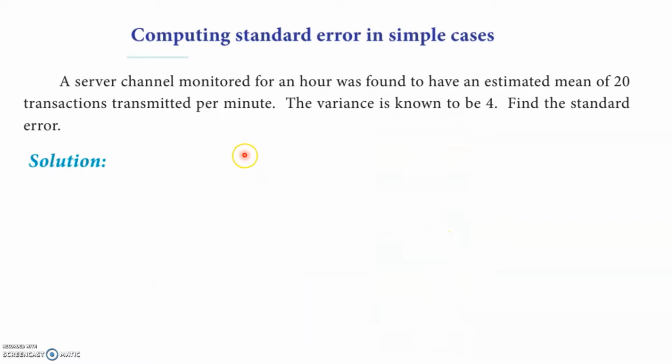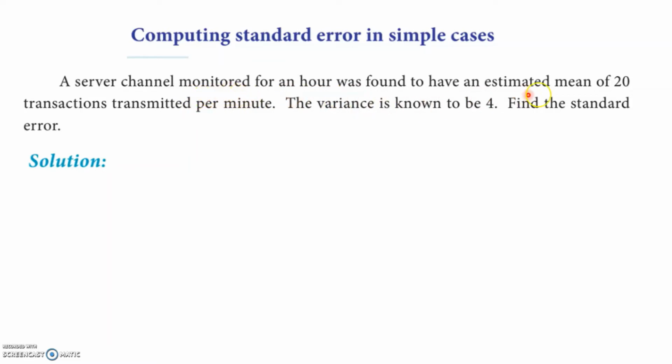Now, let's try and do an example. A server channel monitored for an hour was found to have an estimated mean of 20 transactions transmitted per minute. The variance is known to be 4. Find the standard error. So for 1 hour, the channel was monitored. So our sample is 1 hour. It's a duration of 1 hour.